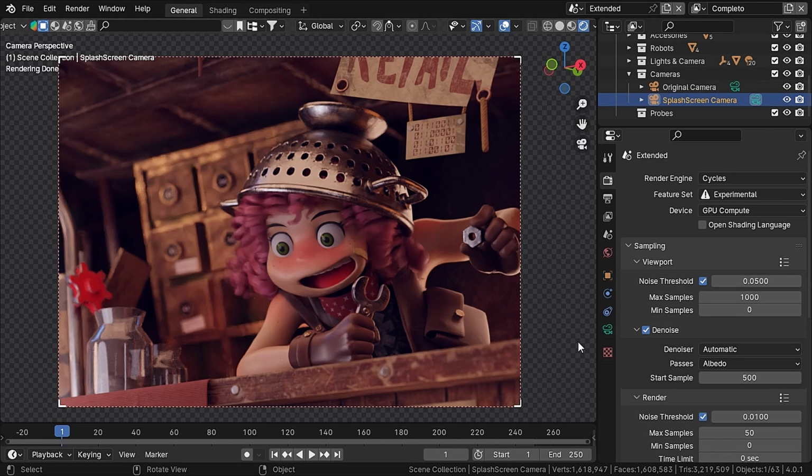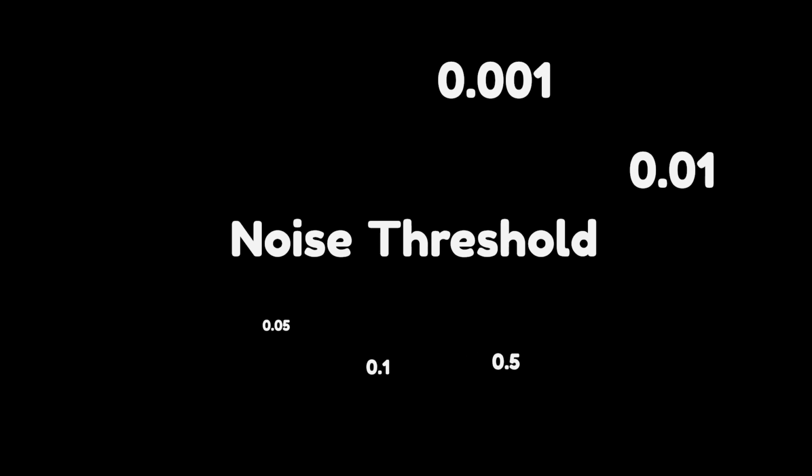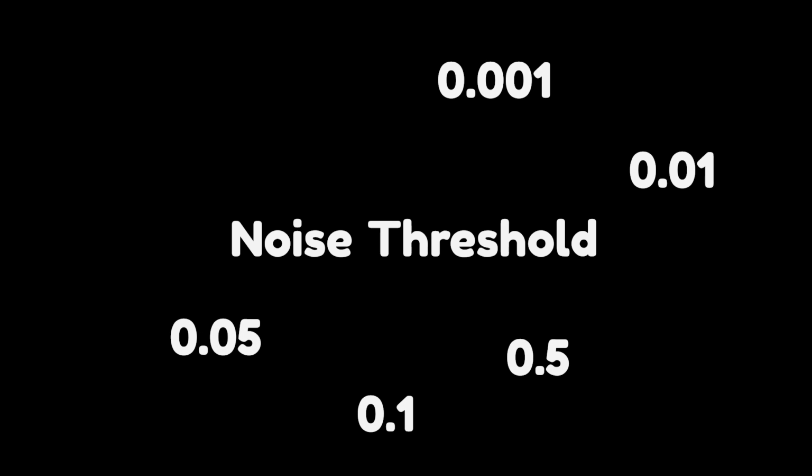But if used wrong, it can destroy your renders. But what is noise threshold exactly? So noise threshold is a value that acts as a filter that allows noise to be rendered which is above its value and blocks noise that's below it.